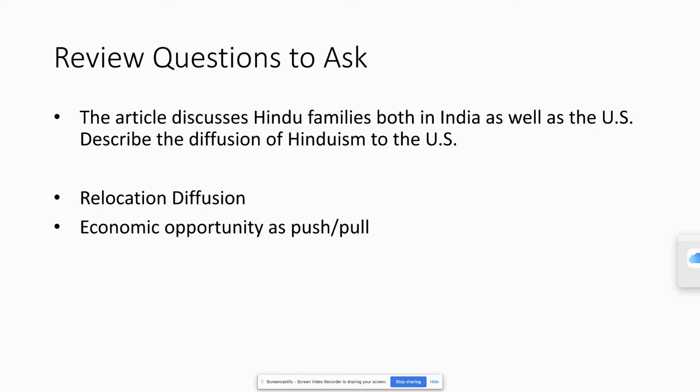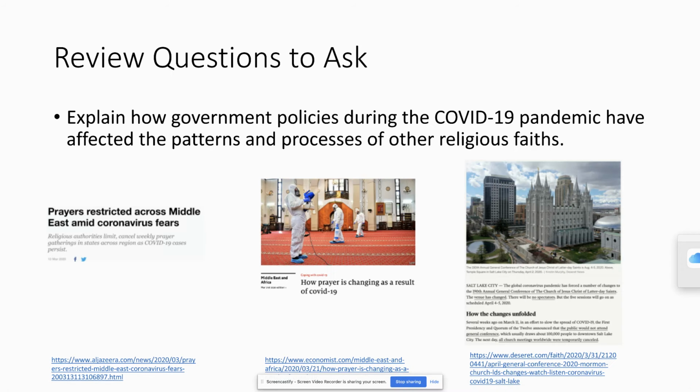If we looked somewhere else like the United Kingdom, though, we could certainly look at economic opportunity, but also something like cultural and political connections. South Asia had previously been a British colony, and so there's these natural connections there that would create that movement pattern, that relocation diffusion. Okay, let's quickly go out to these other religious faiths.